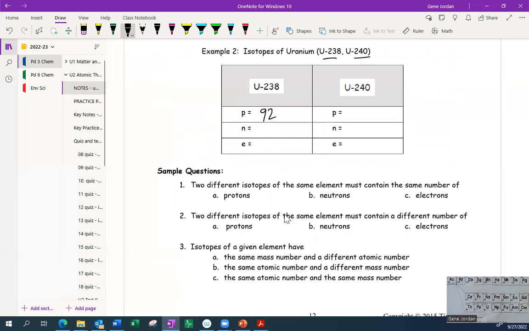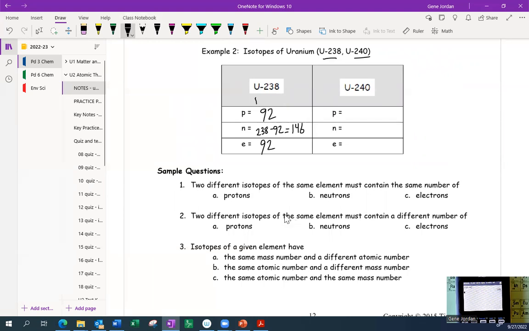And then to find the number of neutrons, we take 238, the mass number, minus the number of protons. So 238, zoom over here, maybe make it a little clearer, 238 minus 92, the atomic number, is 146. Oh, my bad, right here, 146. And then the number of electrons always matches the number of protons, which is 92.